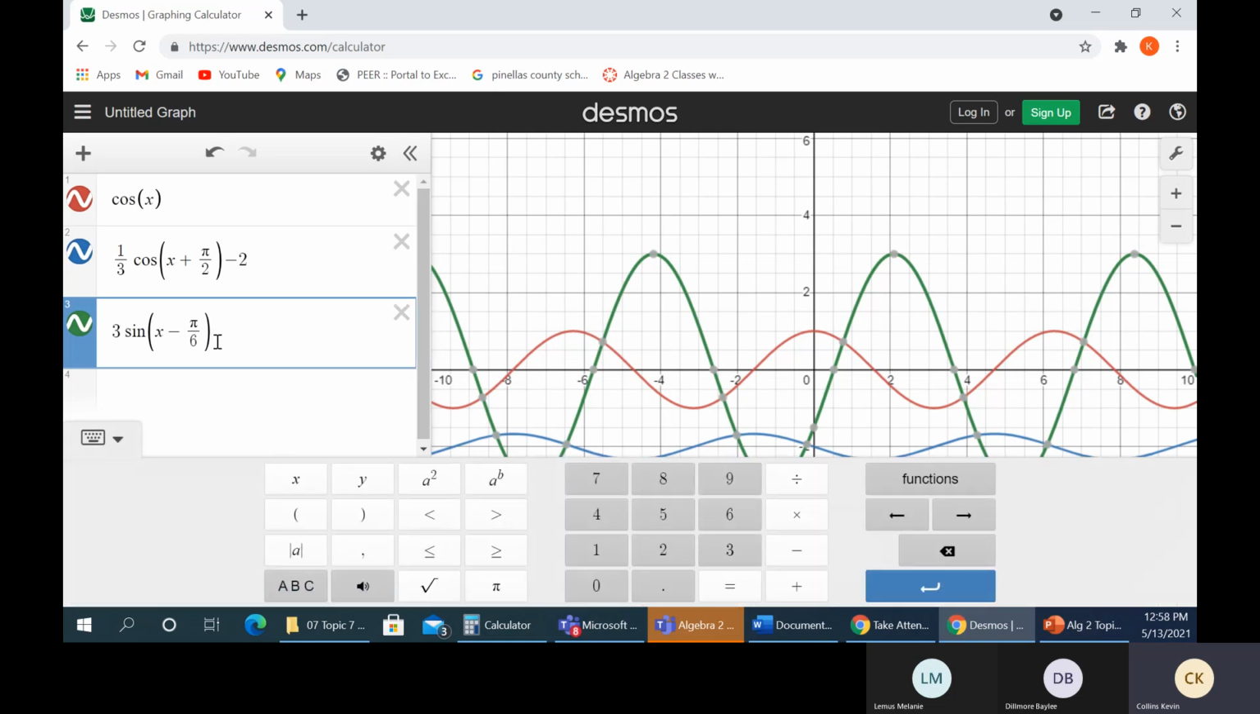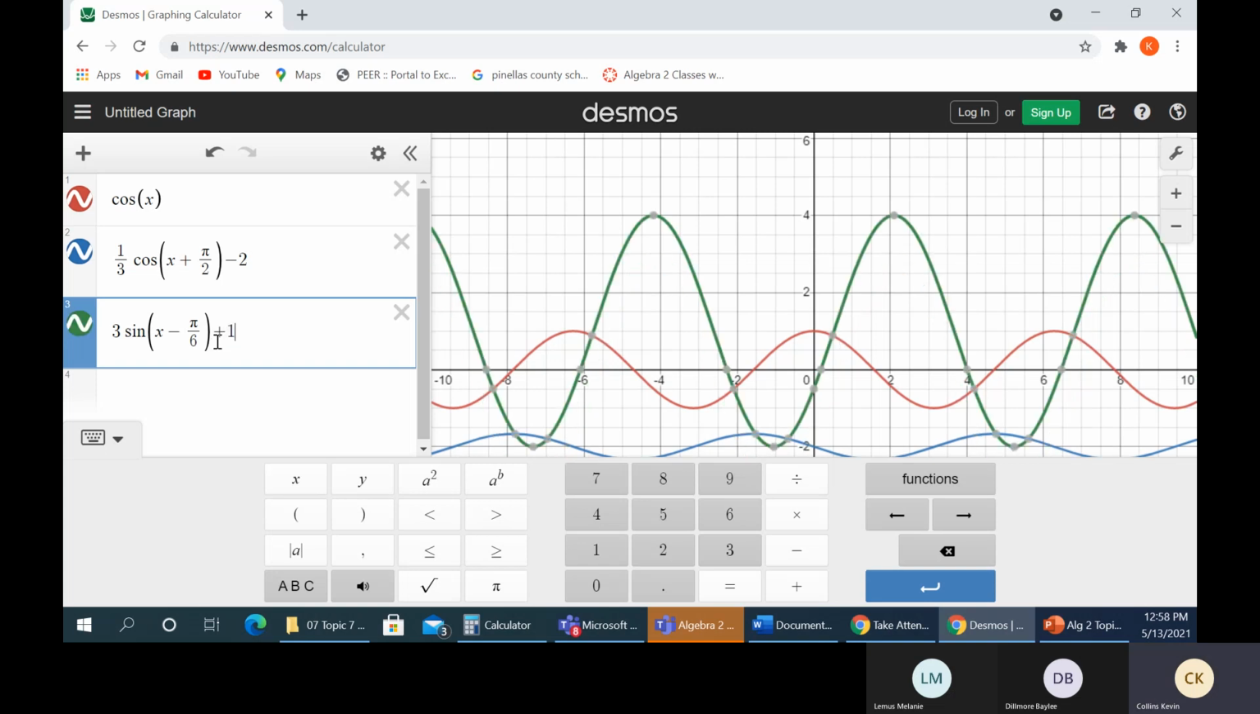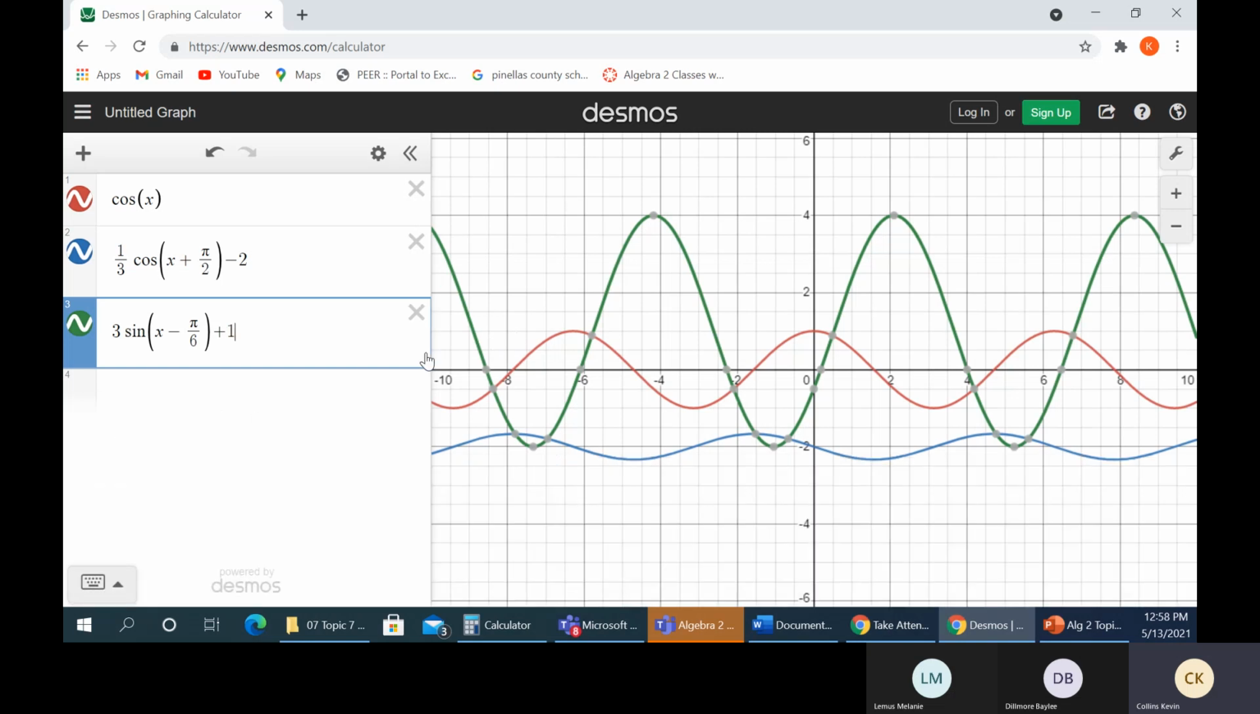So that means the whole graph is going to get lifted up. That's equals plus 1. There we go. All right, so this one, originally, before we moved it, bounced back and forth between 3 and -3. Well, now it's going to bounce back and forth between 4 and -2, because if you have 3 and you add 1, you get 4, and if you have -3 and you add 1, you get -2. So just move the whole thing up.